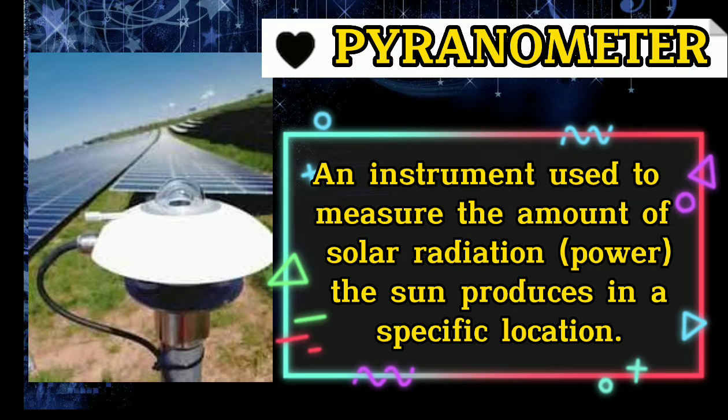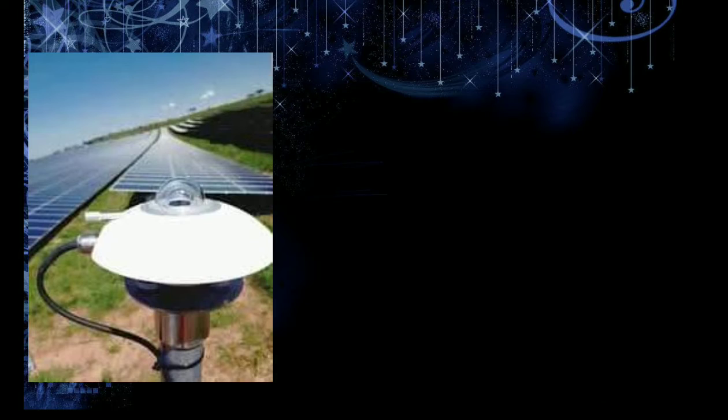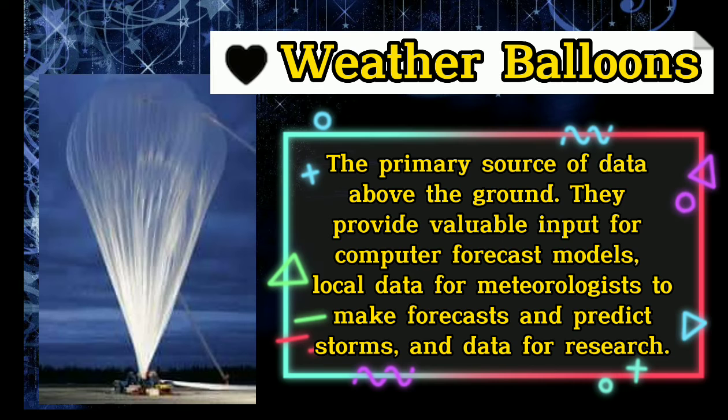A pyranometer is an instrument used to measure the amount of solar radiation power the sun produces in a specific location. Weather balloons are the primary source of data above the ground. They provide valuable input for computer forecast models, local data for meteorologists to make forecasts and predict storms, and data for research.